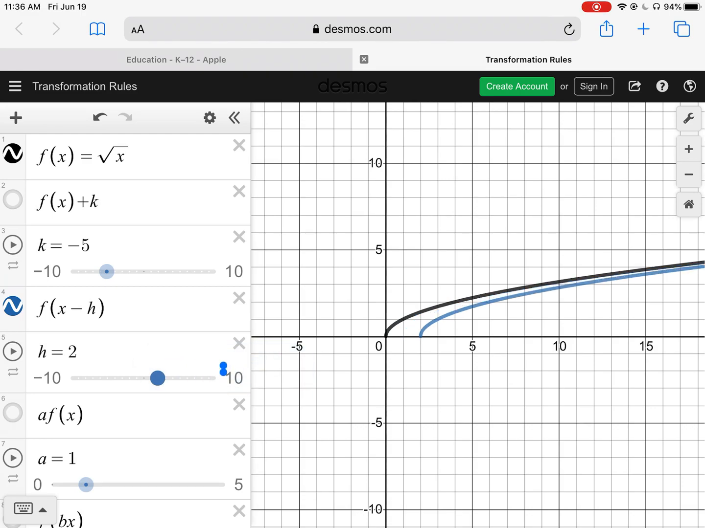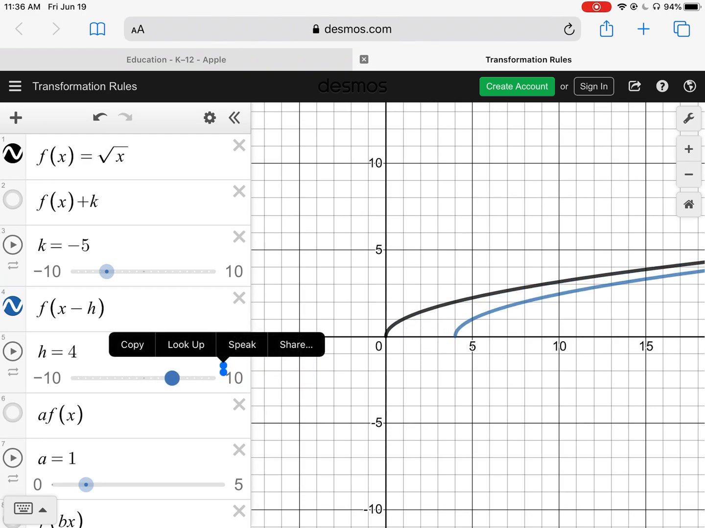positive 1, positive 2, positive 3, positive 4, and so forth, notice the graph is being horizontally translated to the right. Okay. Now you have to be careful here because while h is positive, in this case I've got it set at positive 4 right now, in your formula for the function, it won't appear to be positive. It'll actually look negative. In this case, it would be f of x minus 4. Okay, so you got to be careful because it looks the opposite of what effect is actually taking place.